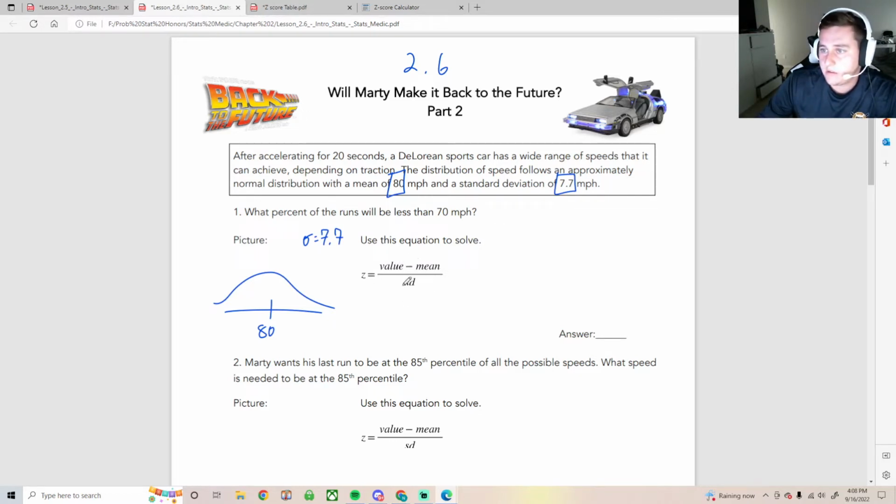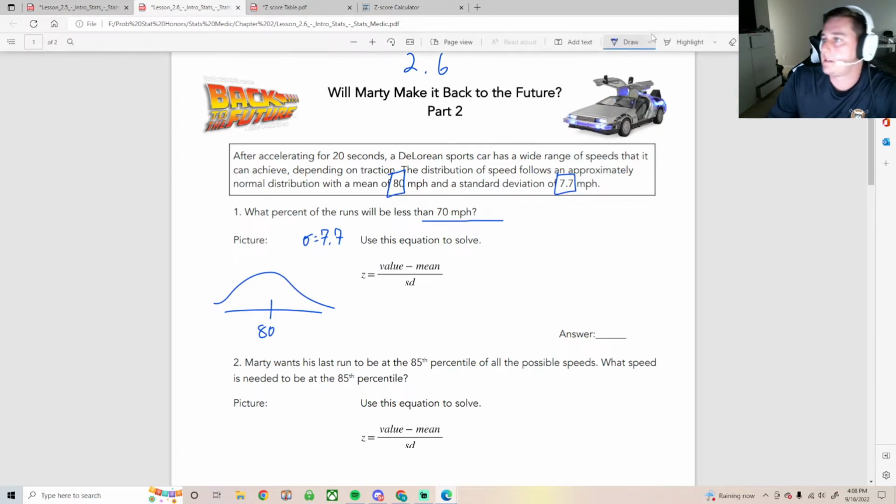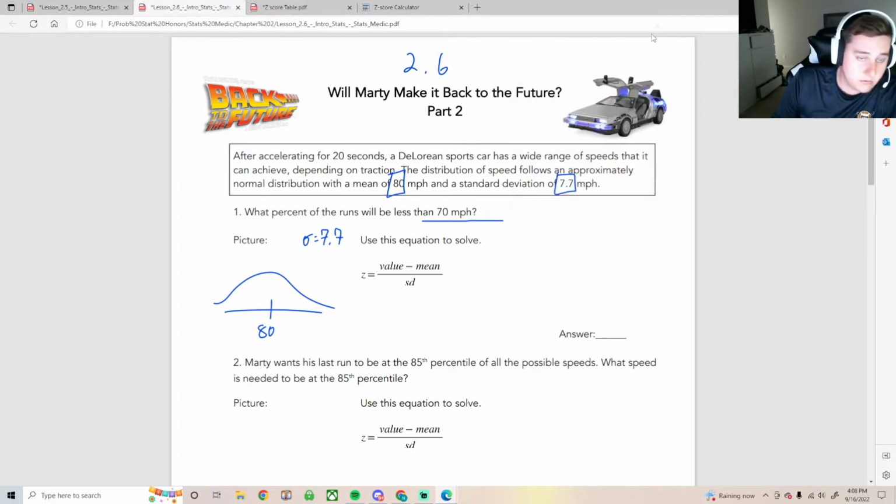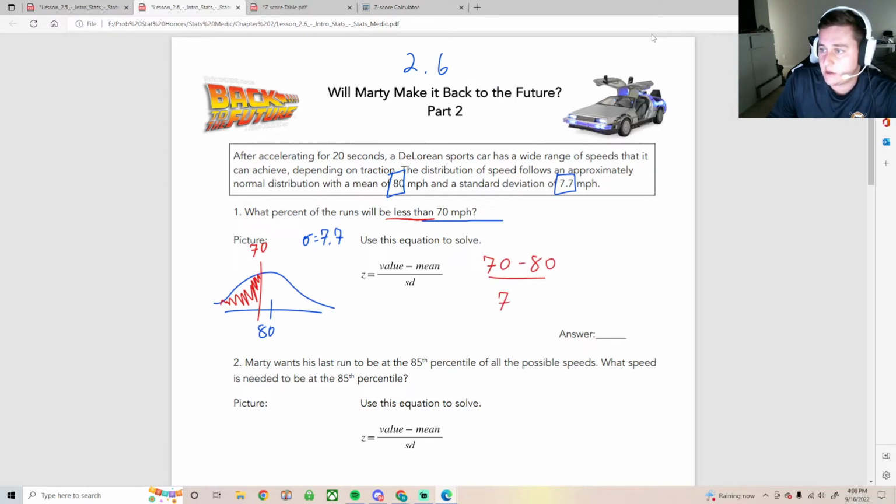Value minus mean divided by standard deviation. What percent of runs will be less than 70 miles an hour? And that is the key information that I need. Less than 70 miles an hour. Obviously, 70 miles an hour is less than 80, so it's going to be somewhere to the left. And no, I don't really care where. So 70 is right there. I want values less than, so I'm going to shade the area to the left. And then I'm going to take 70 minus 80, divide it by the standard deviation.